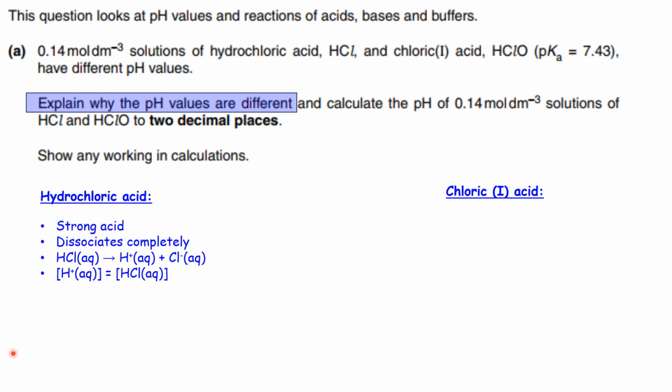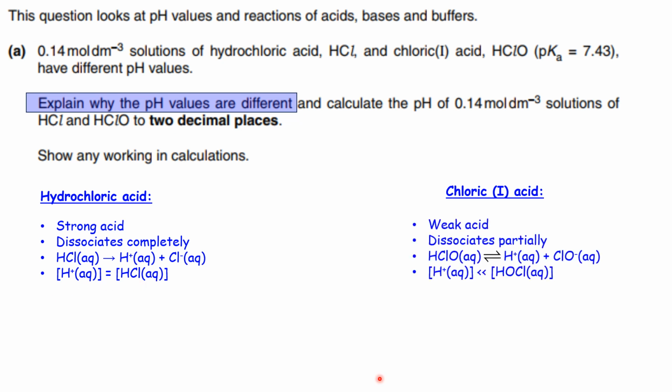It's a strong acid for HCl. It dissociates completely. You can put in the equation for its dissociation, for example, with the arrow showing that it shifts entirely to the right. Or you could say that the concentration of protons is the same as the original concentration of undissociated acid.